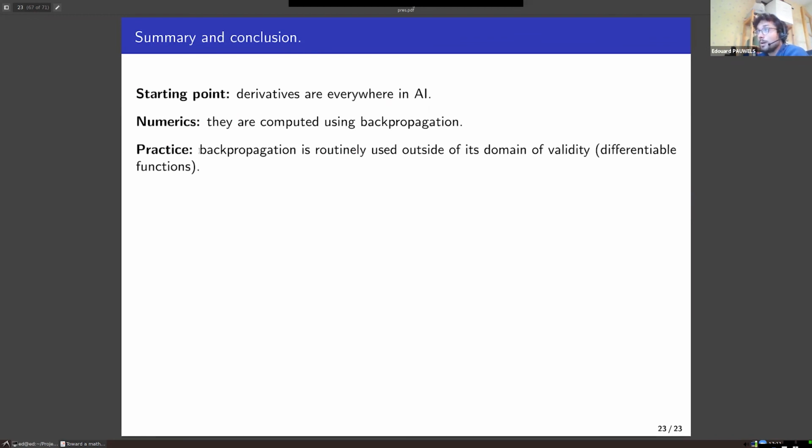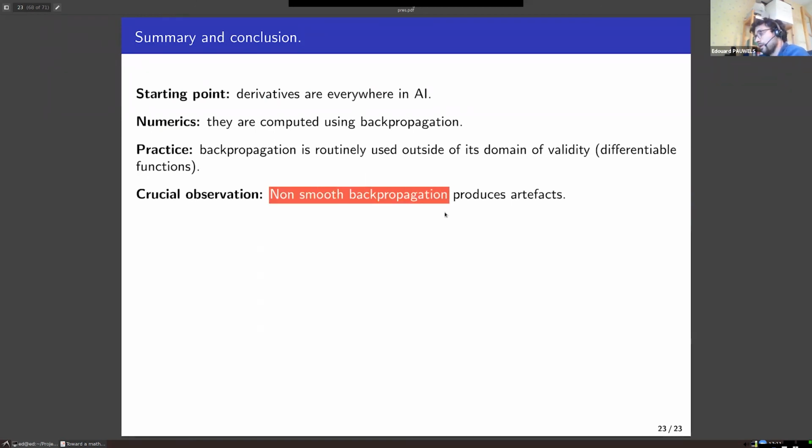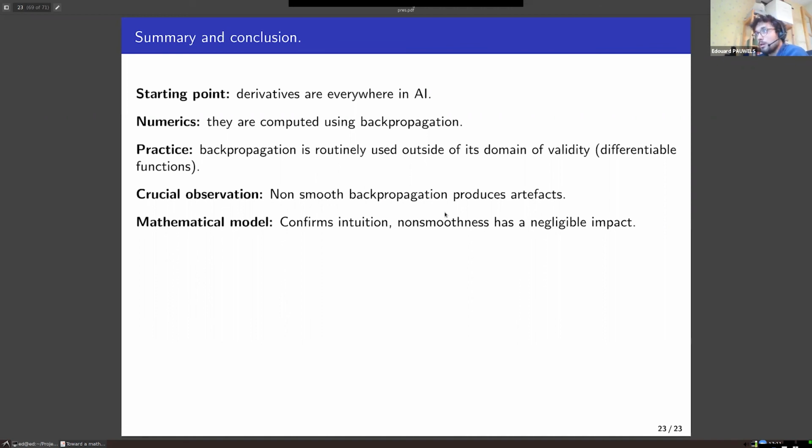However, in practice, backpropagation is used outside of its domain of validity, which is restricted to differentiable functions. The crucial observation is that in this context, non-smooth backpropagation produces artifacts. So we built a mathematical model, and we found that theory confirms the intuition that those artifacts, due to non-smoothness, should have a negligible impact.